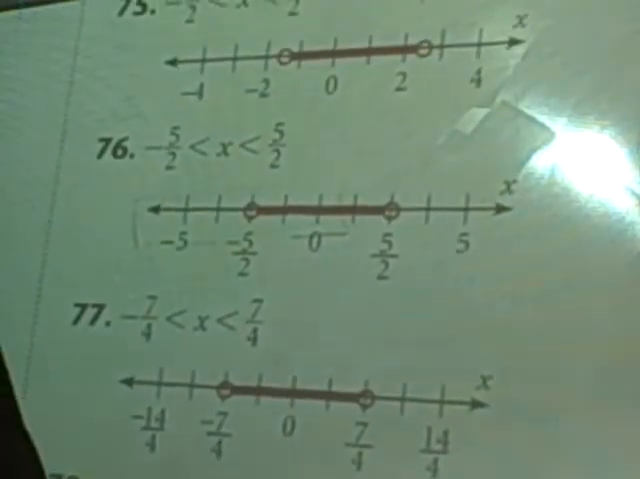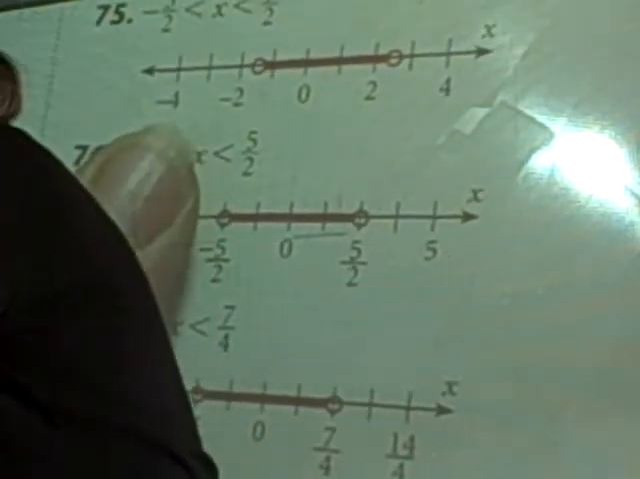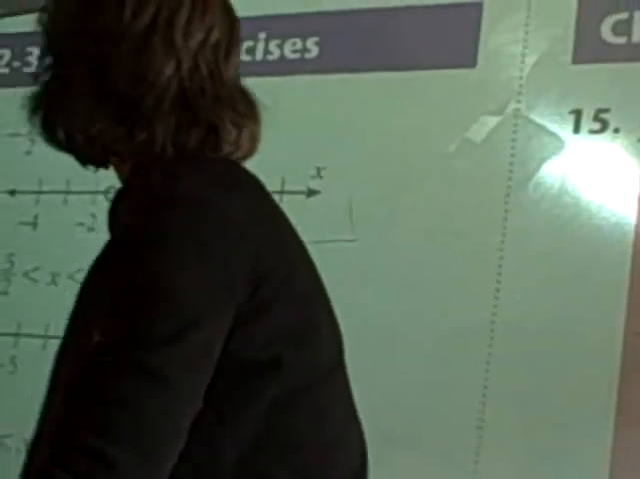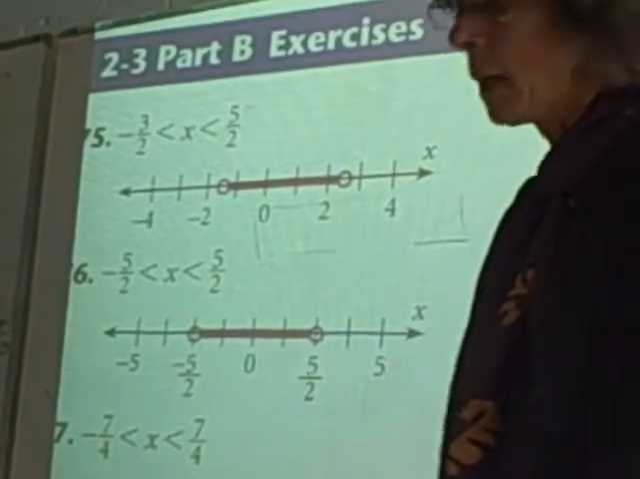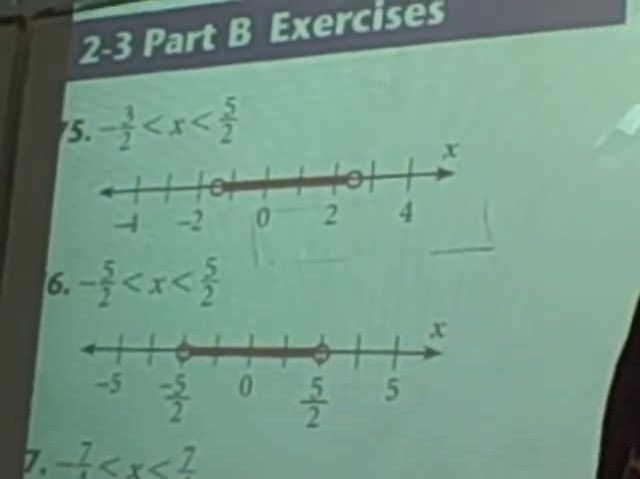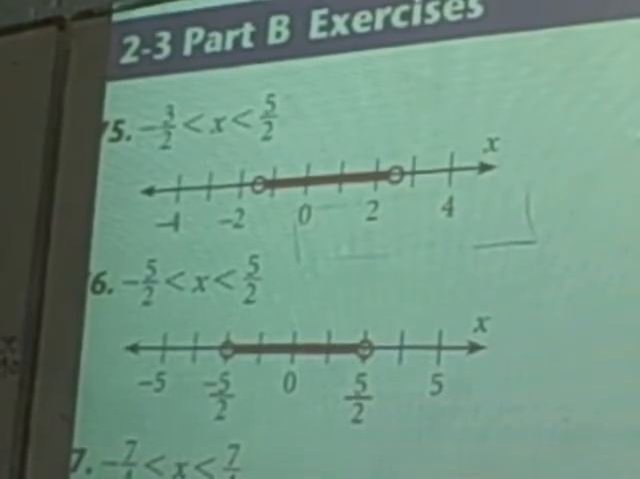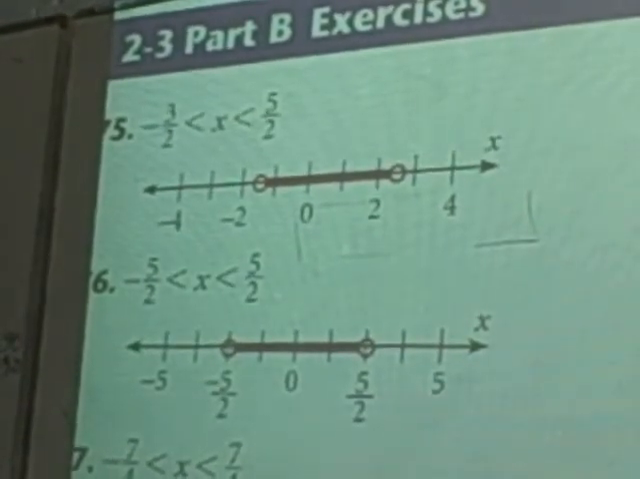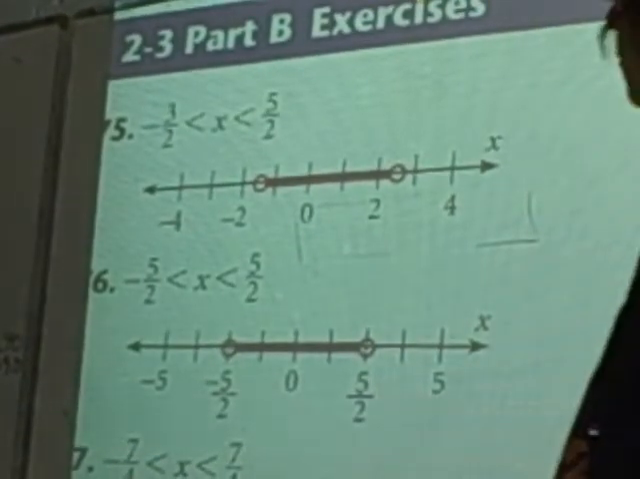We're going up to 75. Okay, let's check to see if you have that. X is going to be greater than negative 3/2 and less than 5/2. Not what you got for number 75? I got that.